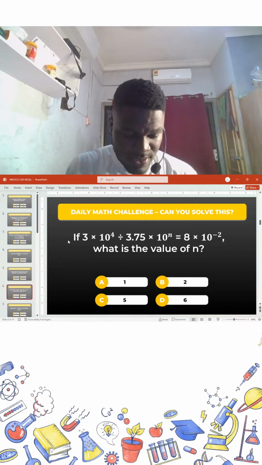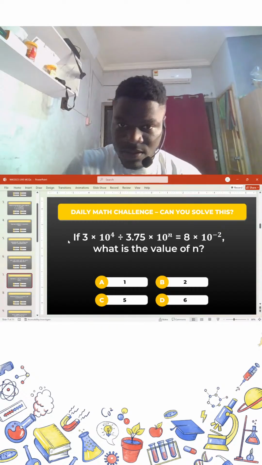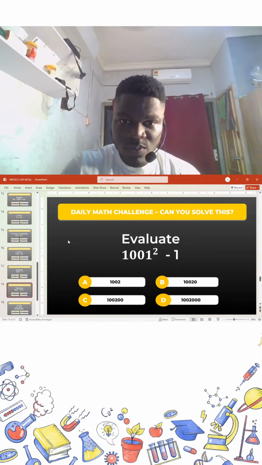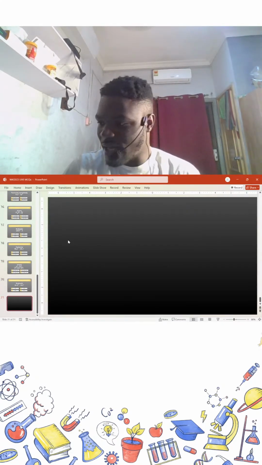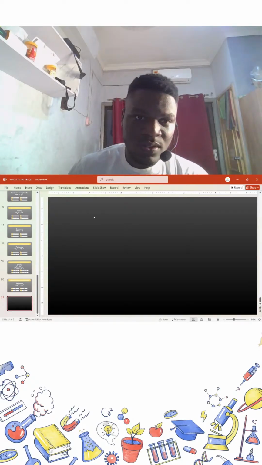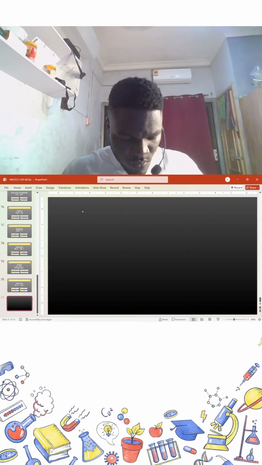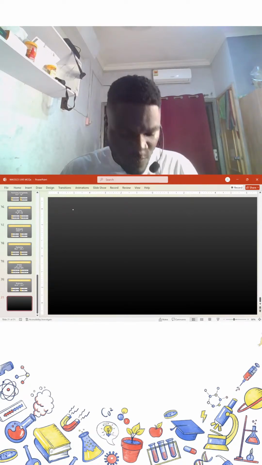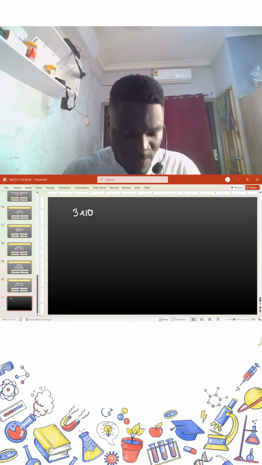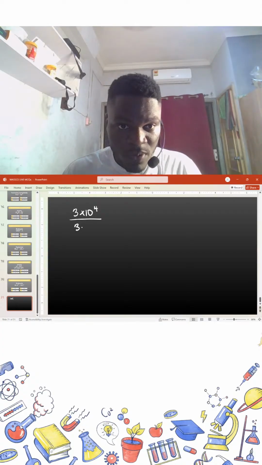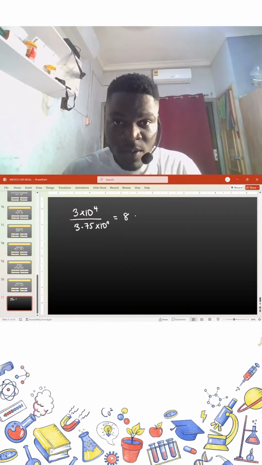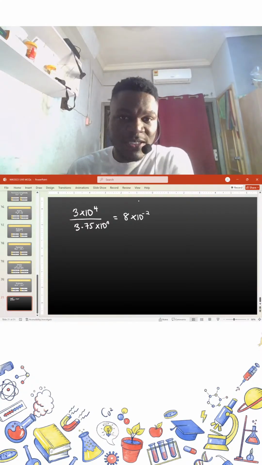Now in this particular instance, let me solve this particular problem so that we have a look at how the answer is going to look. So the problem we have was in this form. We have 3 times 10 raised to the power 4 all on 3.75 times 10 raised to the power n, and this will be equal to 8 multiplied by 10 raised to the power minus 2. Now this is the expression that we have.